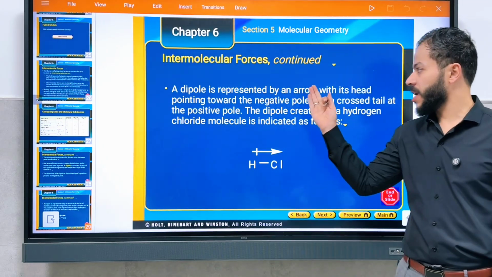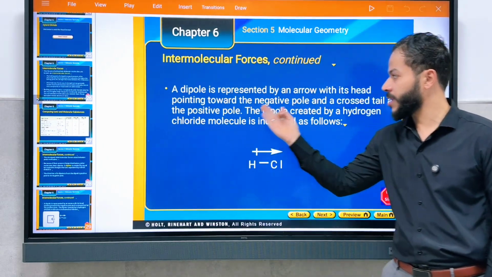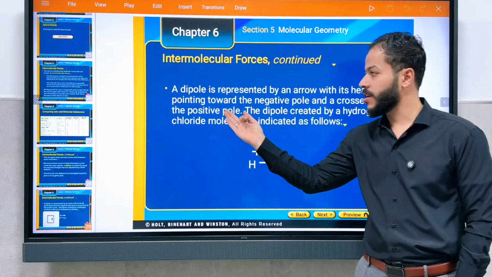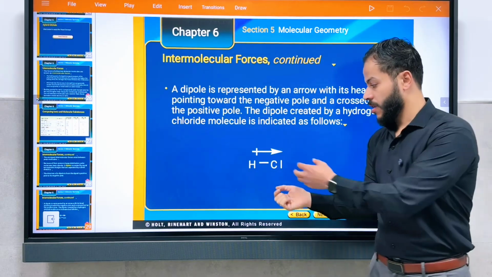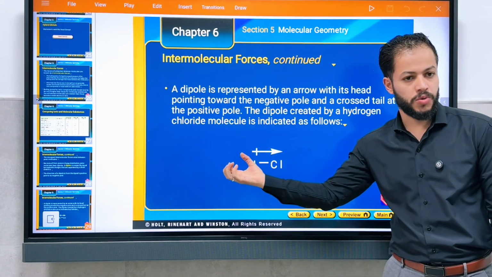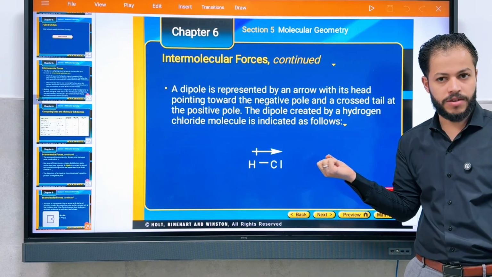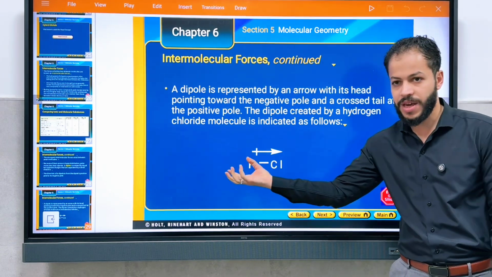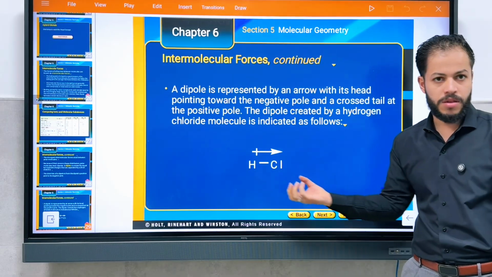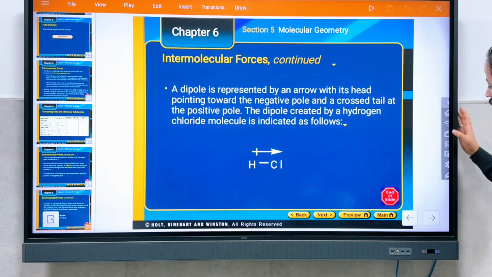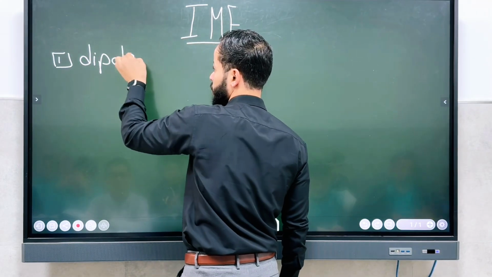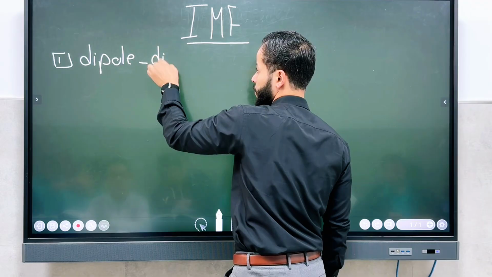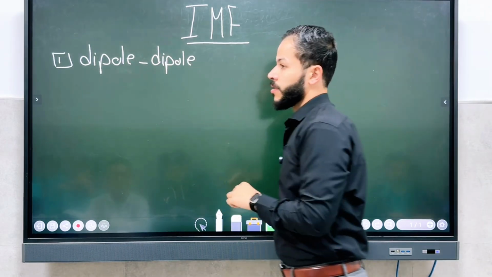A dipole is represented by an arrow with its head pointing toward the negative pole and the crossed tail at the positive pole. This is because the polarity comes from the chlorine atom having high electronegativity, the ability to pull the electrons of the chemical bond toward it, and this makes a dipole. The dipole makes two poles, or two electrodes, as we see. So let's explain it. The first type is called dipole force.